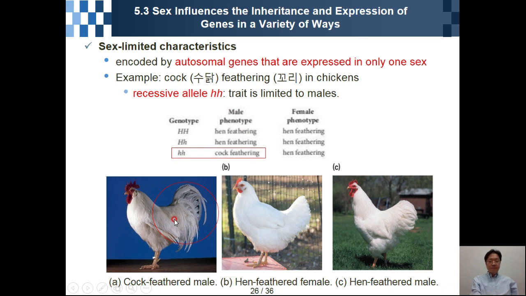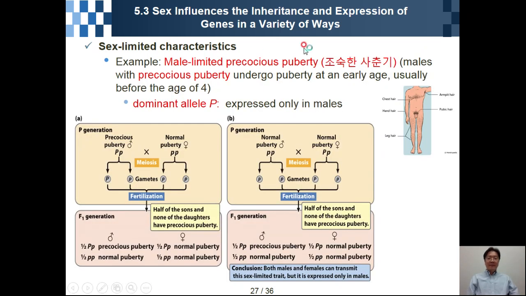Okay. In this slide we will learn another example of sex-limited characteristics. The example is male-limited precocious puberty. So a male with precocious puberty undergoes puberty at an early stage, usually before the age of 4. Usually males experience puberty around 12 or 13 years old.